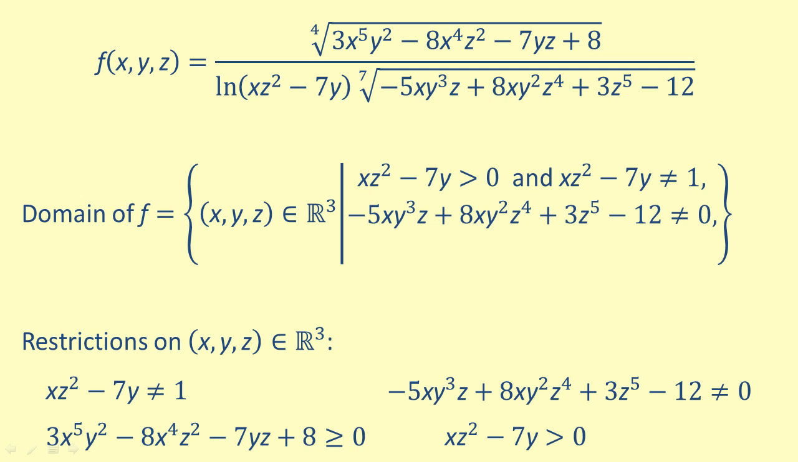Negative 5xy cubed z plus 8xy squared z to the fourth plus 3z to the fifth minus 12 does not equal 0, and 3x to the fifth y squared minus 8x to the fourth z squared minus 7yz plus 8 is greater than or equal to 0.